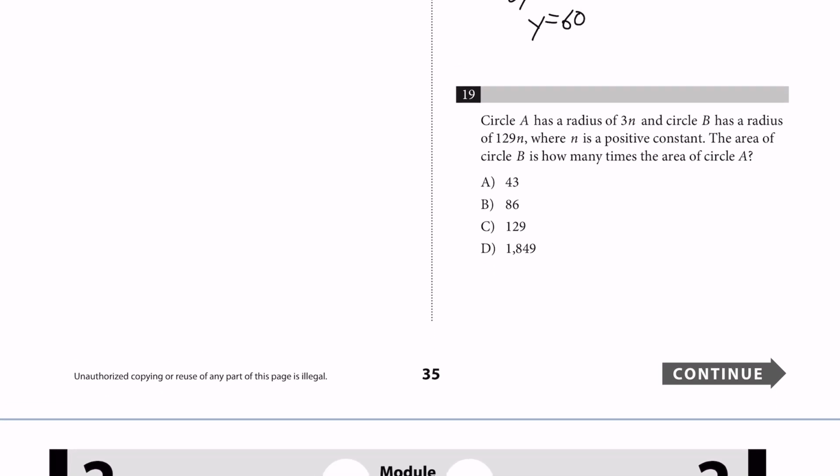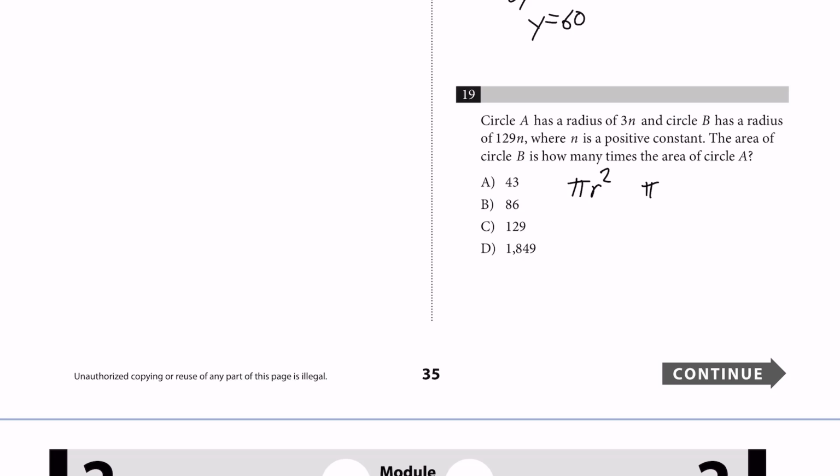Circle A has a radius of 3n, and circle B has a radius of 129n, where n is a positive constant. The area of circle A is how many times the area of circle B? So what do we know about the formula for the area of a circle? We know it's pi r squared, where r is the radius. So for each of these, we're going to plug in either 3n or 129n for r. And we want to know how many times greater B is than A.